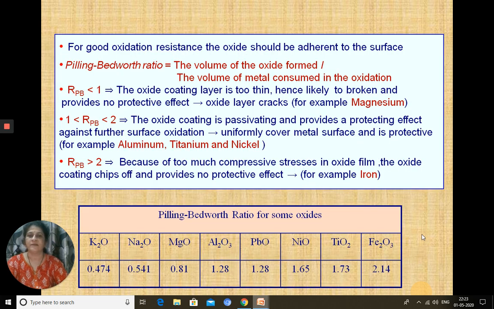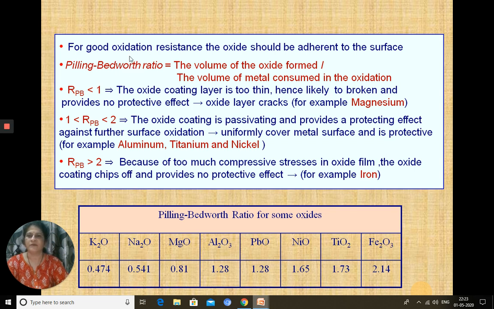So let us see the next slide. For good oxidation resistance, the oxide should be adherent to the surface. The oxide should adhere tightly to the surface of the metal. The Pilling-Bedworth rule, how do we calculate it? The volume of the oxide formed divided by the volume of the metal consumed in the oxidation.